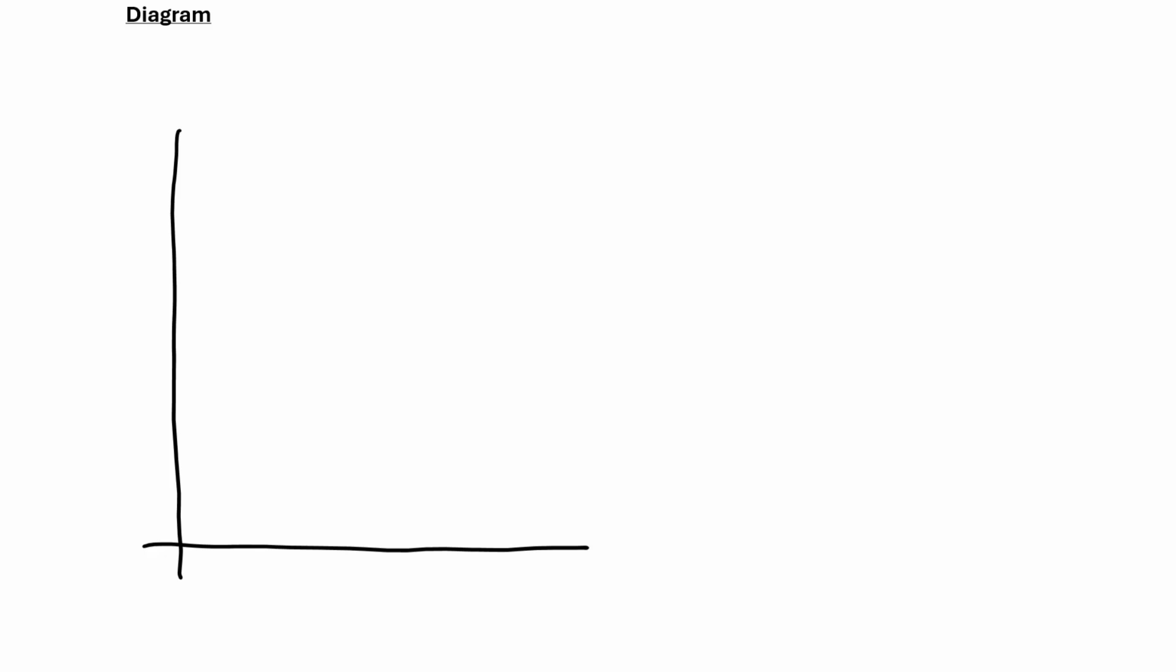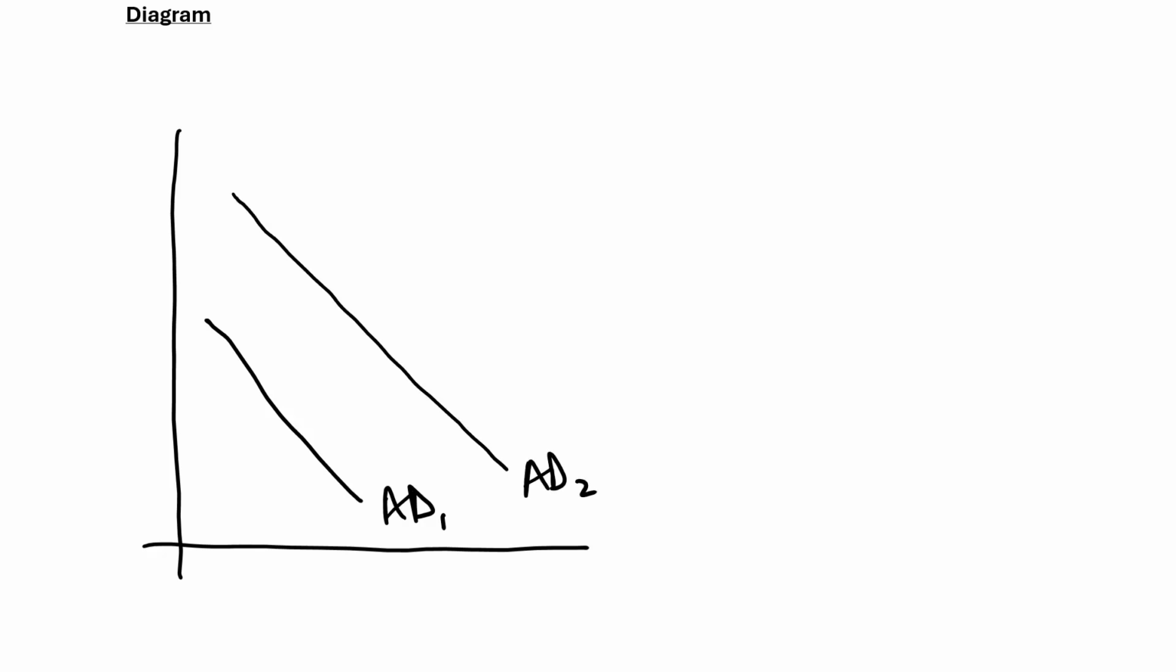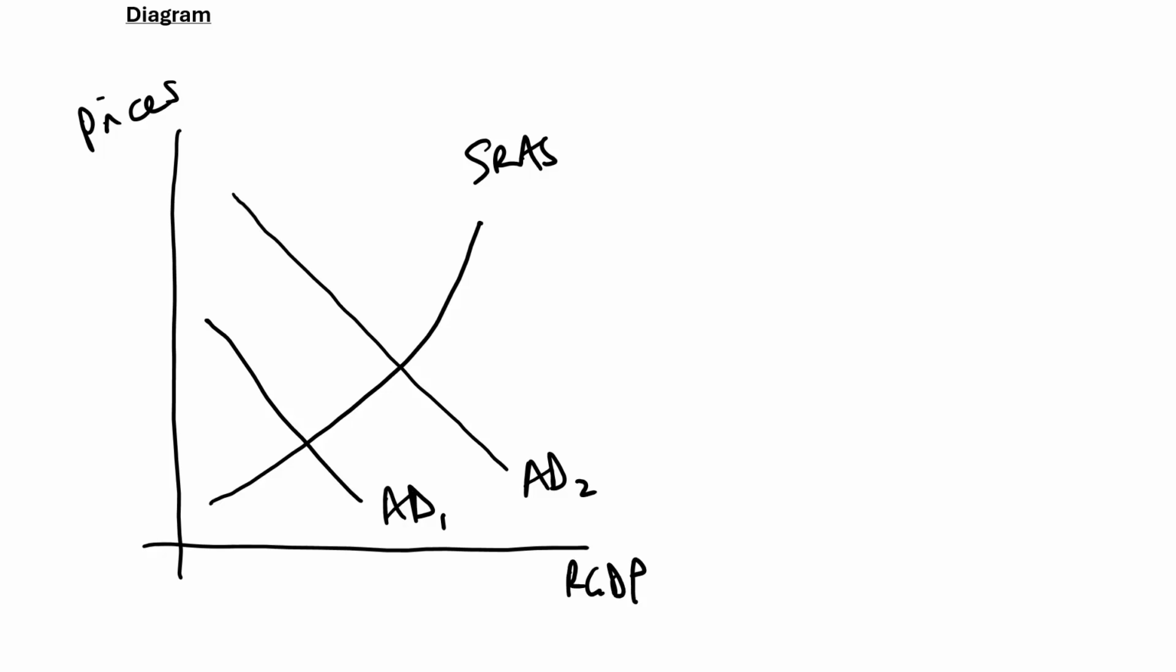So here we've got some sort of downward sloping aggregate demand curve. I'll call this AD1, and I'll have a second aggregate demand curve, which I'll call AD2. And we'll have some sort of short run aggregate supply curve that goes up like this. We have prices on the vertical axis and something like real GDP on the horizontal. And we begin perhaps at point A and might move to, say, point B, at let's say Y1 and Y2.